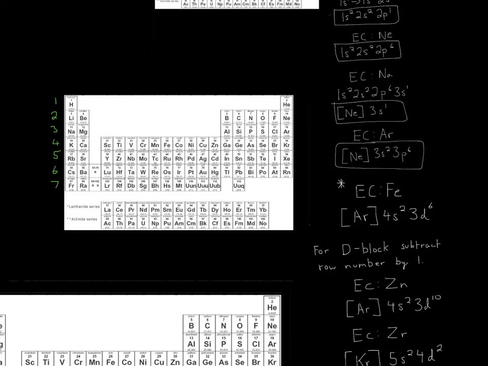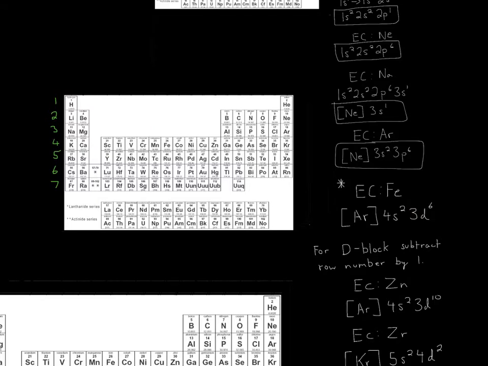But actually it changes. For the D block, you always have to subtract the row number, aka the period number, by 1. So what does that mean? Let's do Fe as an example. Fe is in the fourth period, so we go up, see which element is last, that's argon, and then we start our way down, left to right. So 4s2, work our way to Fe, and then just count: 1, 2, 3, 4, 5, 6. That'd be 6 in the D block. But we have to actually subtract the period number by 1.